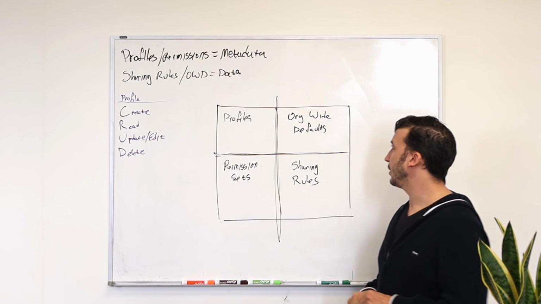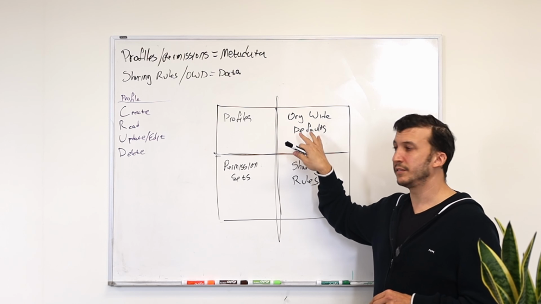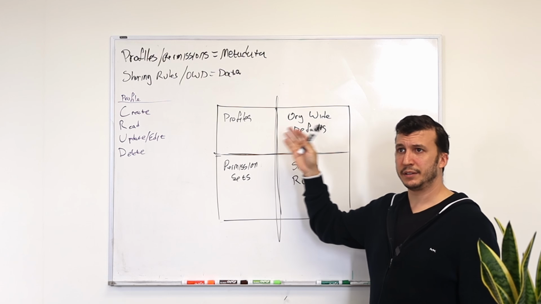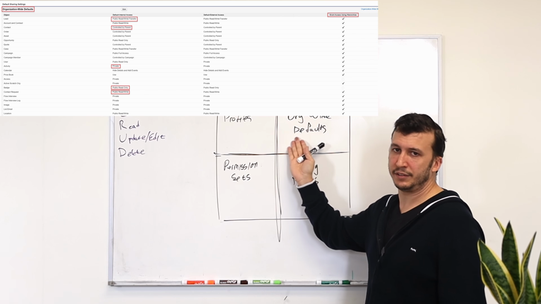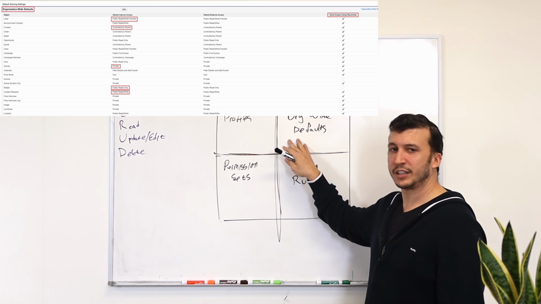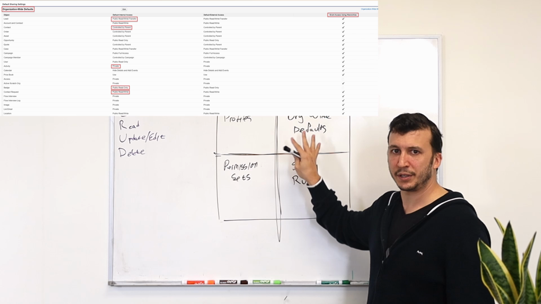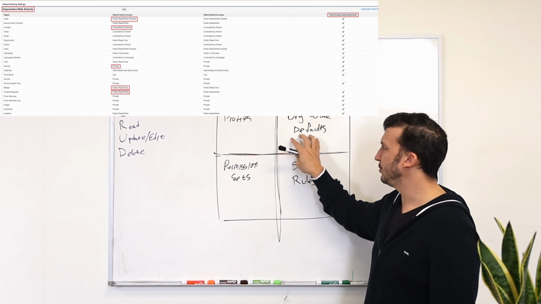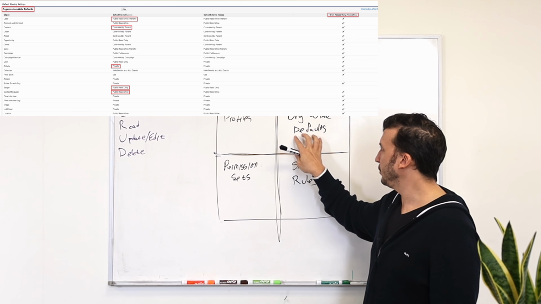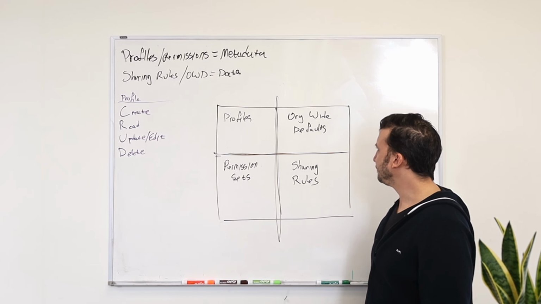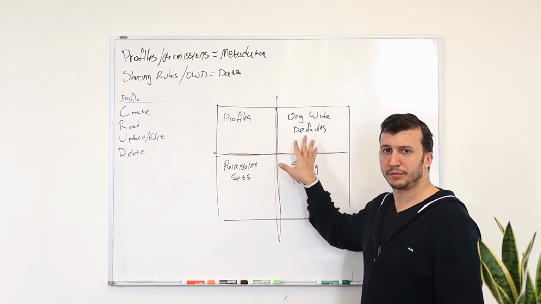Now it's the same thing here. Org-wide default. There's a default per object. You're going to have something like a private or a public default. Now there are things like controlled by parent, there's grant access using hierarchies, there's some other little things you can tune with these, but for the most part you're looking at private, public, controlled by parent, and this is the default for the object.